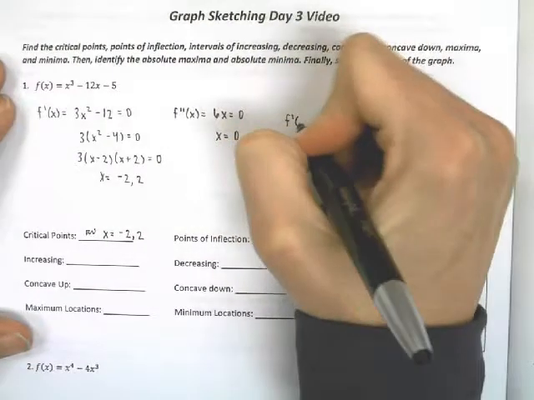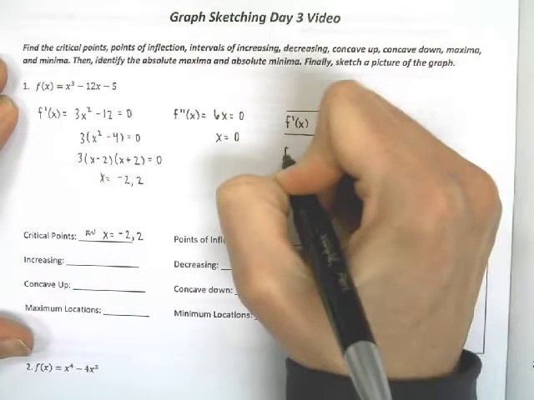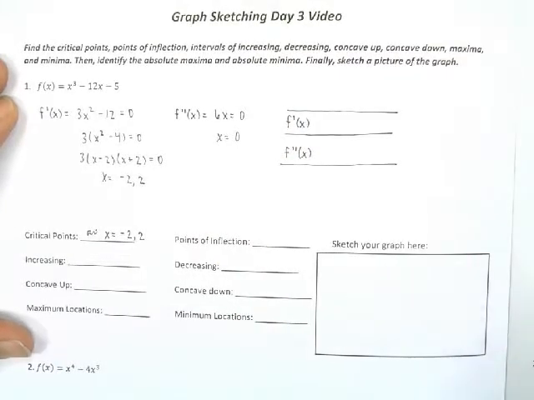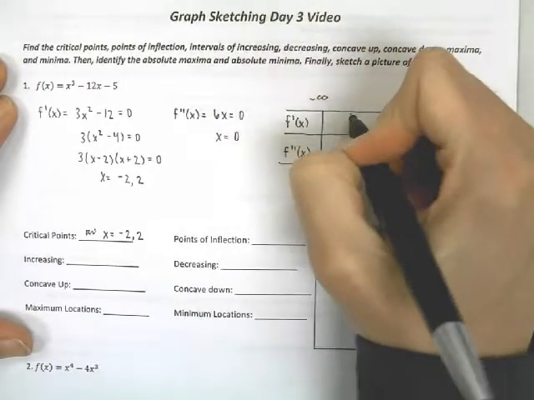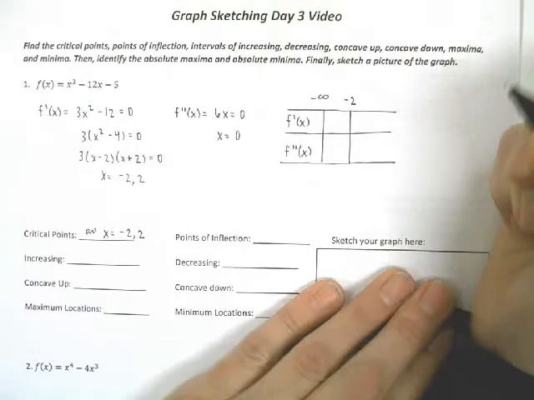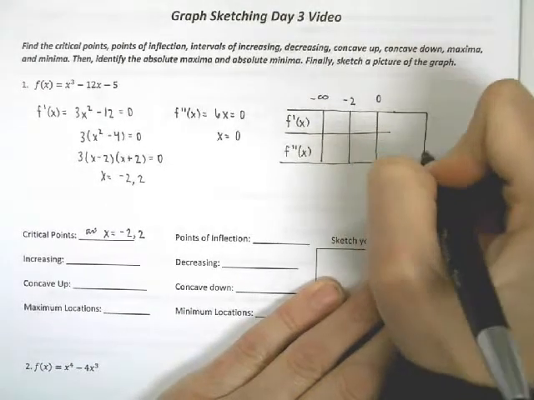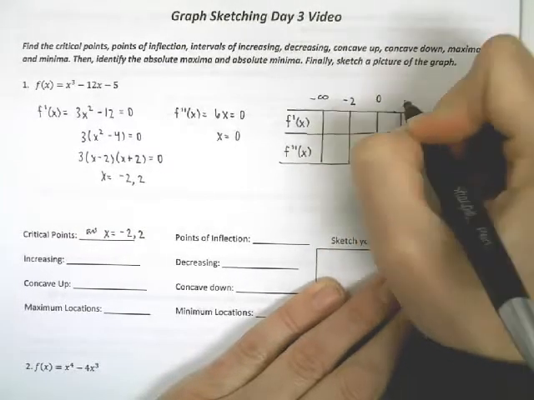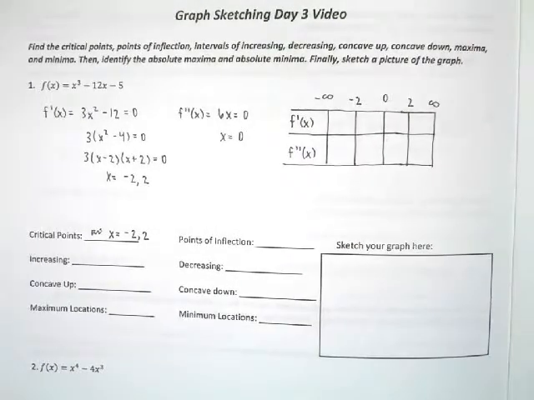So let's go ahead and build our table. And in that table, we're going to have our critical points and any possible points of inflection. So I don't have a closed interval. I'm going from -infinity to infinity. So I have -infinity, a critical point at -2, possible point of inflection at 0. Extend my table a bit here. Got another critical point at 2, and then that goes off to infinity.